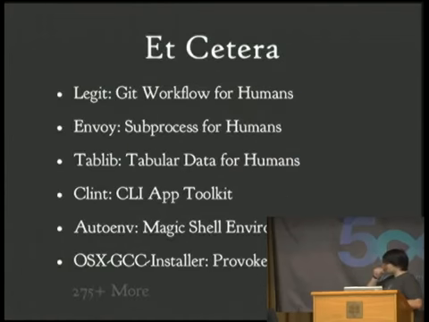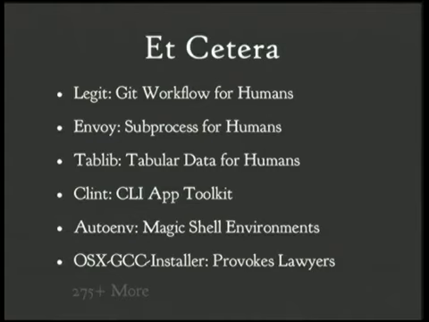Some other things I've written, there's legit, which is a Git workflow library for humans. There's GitHub for Mac, which is a really great GUI interface for Git, but it actually introduces some new workflows into the way you use Git. If you switch branches, it will automatically stash and unstash changes that are pending, which is really great if you're working on a lot of feature branches. I don't really like using the GUI though, so I made a version of that that works on the command line. It's called legit, and you can check that out if you're into Git.